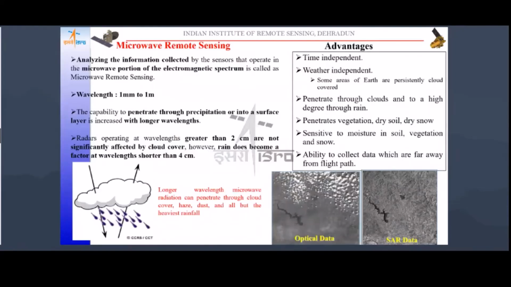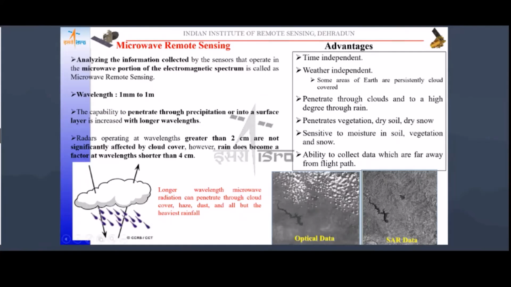The advantage of microwave remote sensing is that it is time independent, weather independent. Because some areas are persistently cloud covered, we will not be able to do any sensing there. This also penetrates vegetation, dry soil, and dry snow. So any heritage structures buried under such features, we will be able to study those. These are also sensitive to soil moisture, vegetation, and snow. And it also has the ability to collect data which are further away from the flight path. So several advantages the microwave data has.